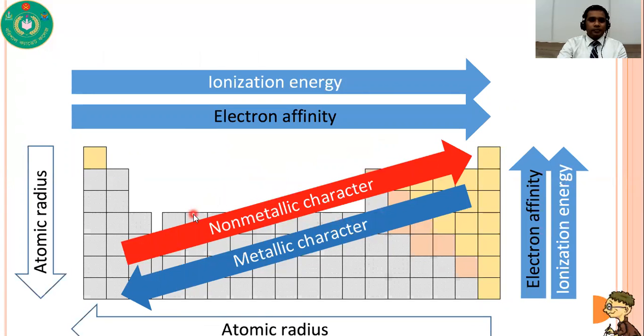So if we summarize, atomic radius increases in a group, and it decreases when we go from left to right in a period. In case of ionization energy, it increases from left to right and also increases from bottom to top. And in case of electron affinity, from left to right it increases, and in case of a group, it increases when we go from bottom to top.